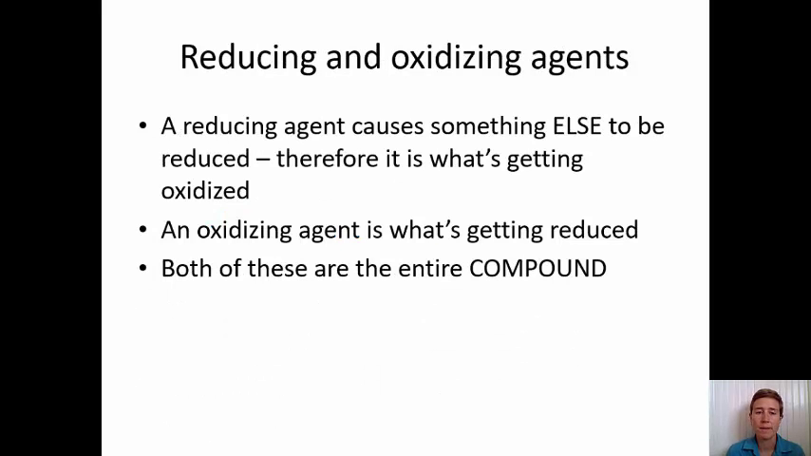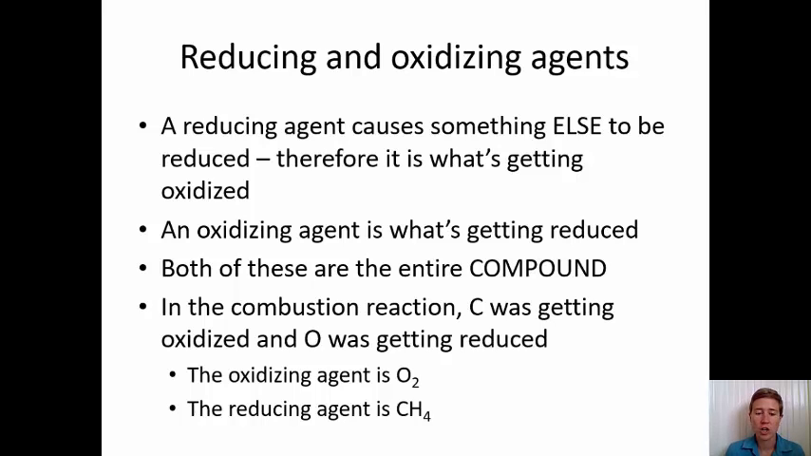Okay, so back to, remember I mentioned we can actually call things reducing and oxidizing agents. So a reducing agent is what gets oxidized, because it's causing something else to be reduced, and an oxidizing agent is what's getting reduced. Convention here is that we write them as the entire compound as the oxidizing agent, whereas we might say that a specific element is getting oxidized. So in that combustion reaction, the carbon was getting oxidized, the oxygen was getting reduced. So the oxidizing agent was O2, and the reducing agent was CH4, not just C. Okay.